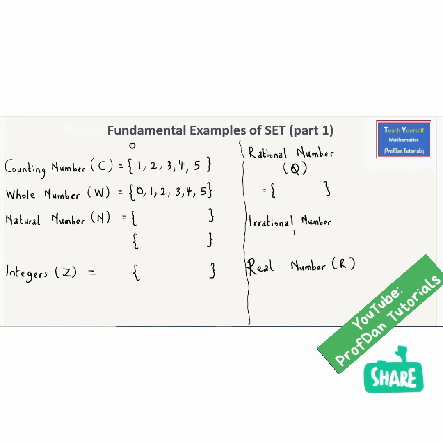So now we go to natural numbers. A natural number can be either a counting number or a whole number. Meaning that you can have it as 1, 2, 3, 4, 5, or it could also start from 0, 1, 2, 3, 4, 5. So that is natural numbers.